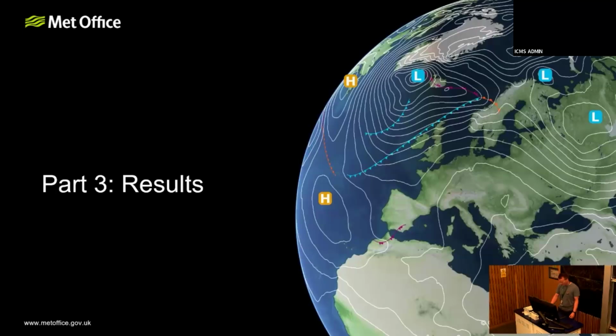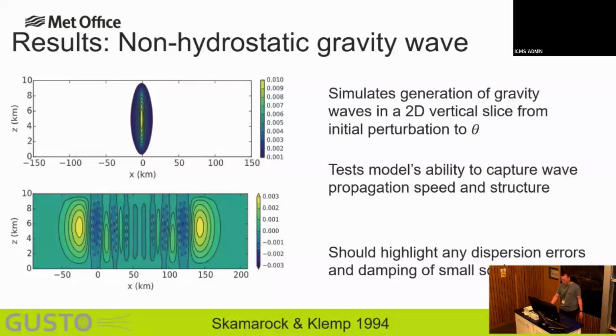Part 3, results. Here I've got a mix of serial and parallel results all in one. These are standard dynamical core test cases. The first one is the one you would have seen yesterday in Josh's talk, the non-hydrostatic gravity wave. It simulates a 2D wave in a vertical slice, adding an initial perturbation to theta. It's like dropping a pebble in a pond, and your gravity waves propagate outwards. You have an initial background wind of 20 meters per second, and it tests your model's ability to capture wave propagation, speed, and structure.